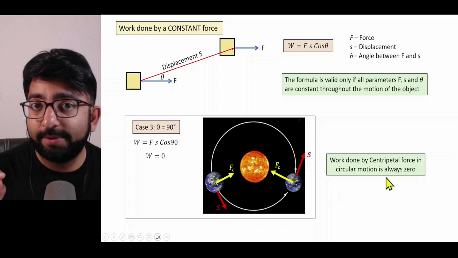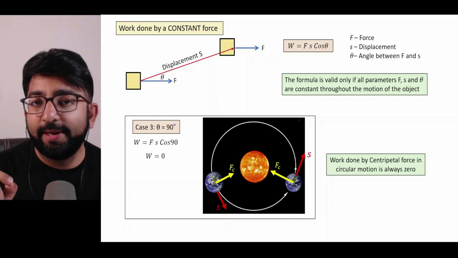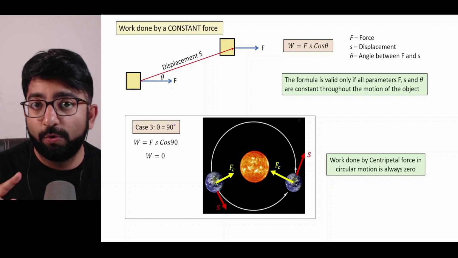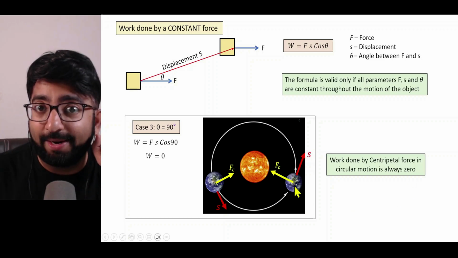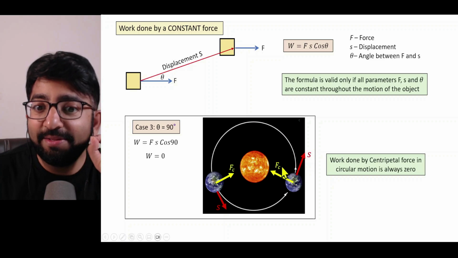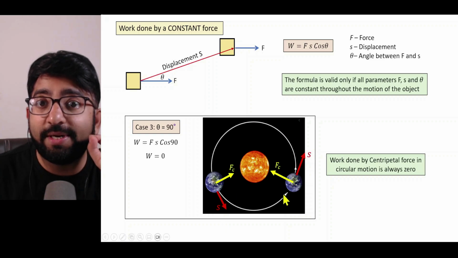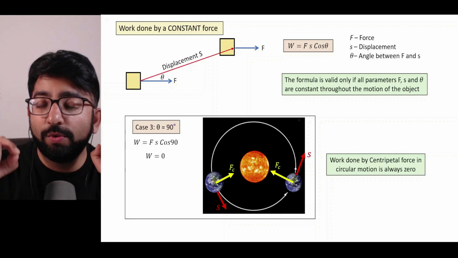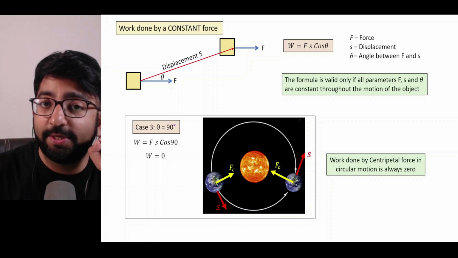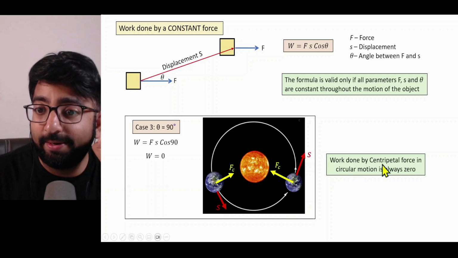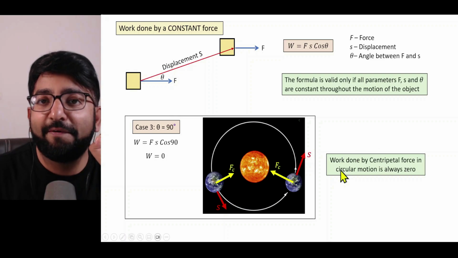So please remember this as a rule. If we are dealing with uniform circular motion, where the speed of the satellite is constant, like in this case, the Earth is moving at a constant speed. So this is called uniform circular motion. In such situations, work done by centripetal force is always zero.